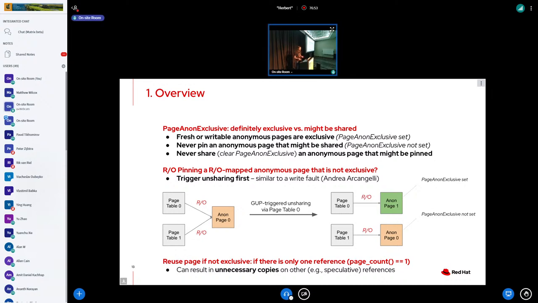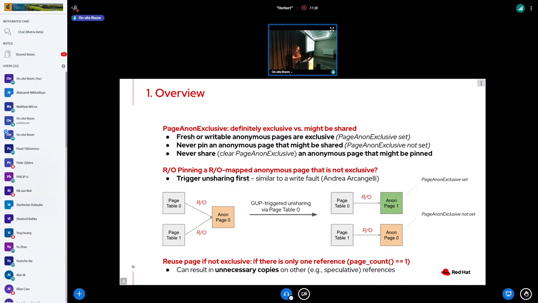Essentially, the rules are fairly simple, although the implementation is a little bit involved. Whenever you have a new anonymous page, let's say a new process writes into a private anonymous VMA, you allocate a fresh anonymous page, and that will be exclusive because it hasn't been shared. Then what we do is we don't allow pinning pages that are not exclusive, and we never share pages that might be pinned. This is the current situation in the kernel. So you can actually say, I can never have an anonymous page pinned that is shared. And that's the most important part that we care about.